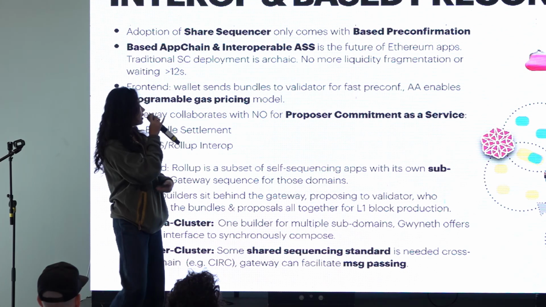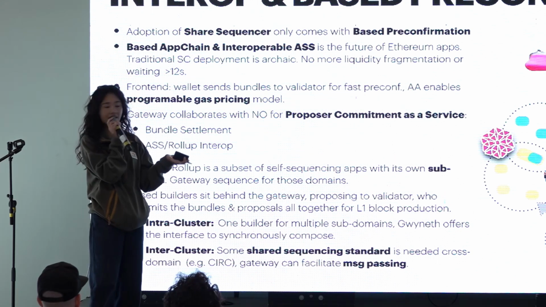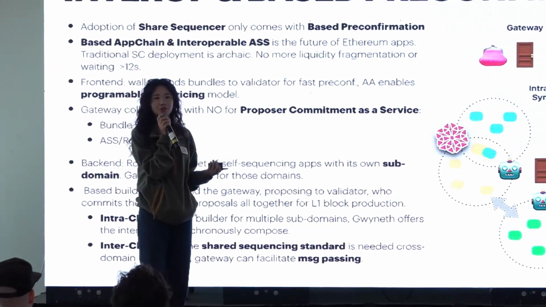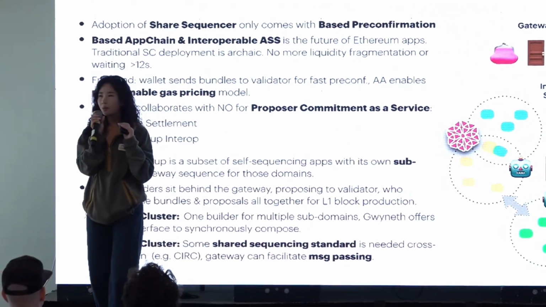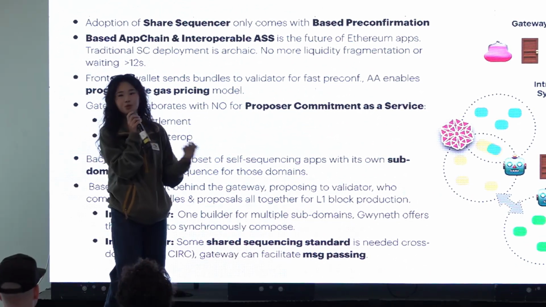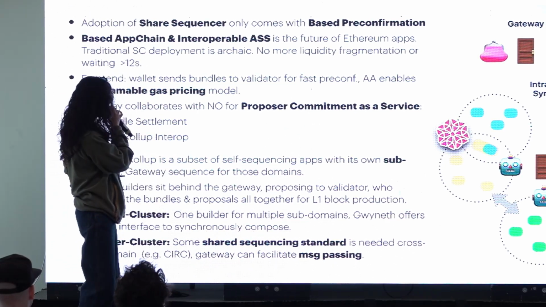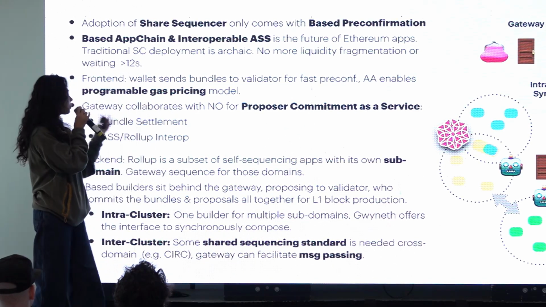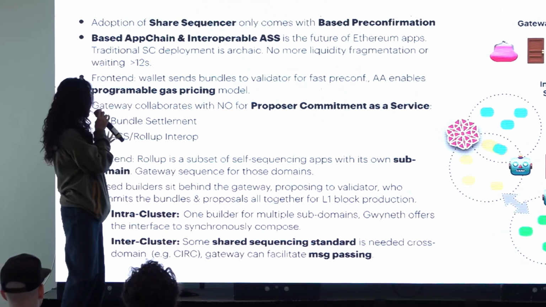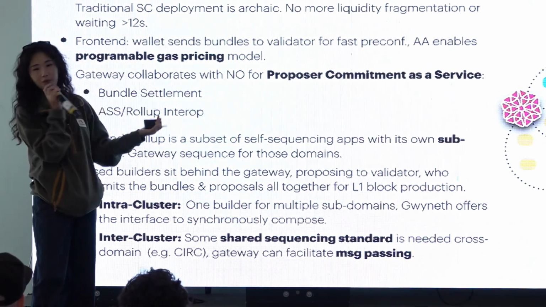Yeah, and I think at the front end, wallets should just send bundles directly to the validator, and the validator issues preconfirmations to them, and hopefully with account abstraction, you have more programmability on the gas pricing. With this, potentially, you can have a subscription model for Web3 wallets, right? And the gateway should collaborate with validators that provide proposal commitment as a service. And a service like that will include rollup settlements, like bundle settlements, and rollup interoperability.